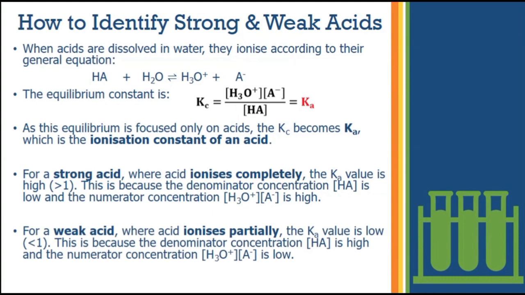Now, for a weak acid, this is an acid, as you know, that ionizes partially in solution. The Ka value is low. In other words, it's less than 1. This is because the denominator concentration is very high and the numerator concentration is low. There we go. All right.